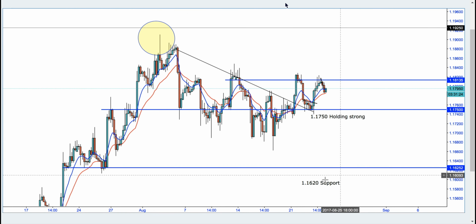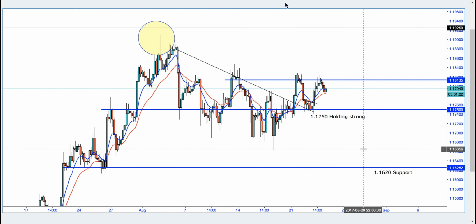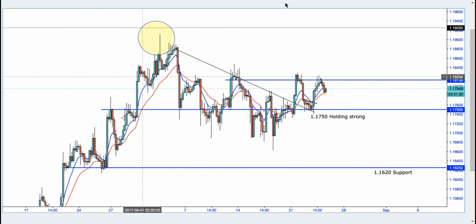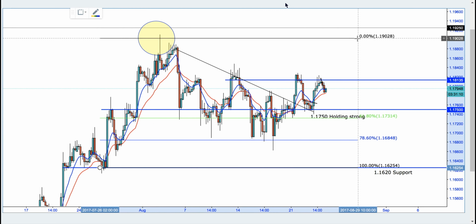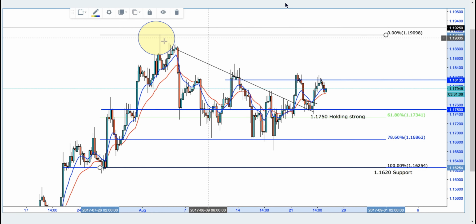So if I could just get rid of this as well, 1.1620 support. So I have the high spike and I have the lows there. So let me take it from lows to high, and I can average and balance it on the support up to the highs and bring it across. So up to the wick, as you can see, so we have point A and point B.